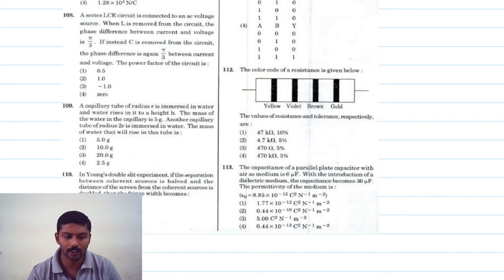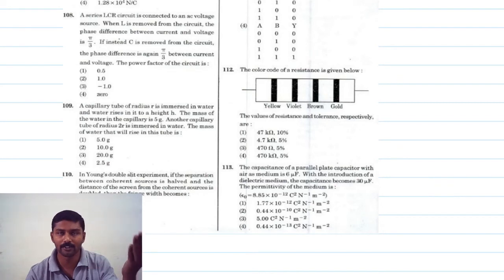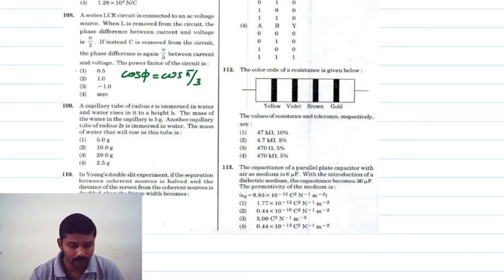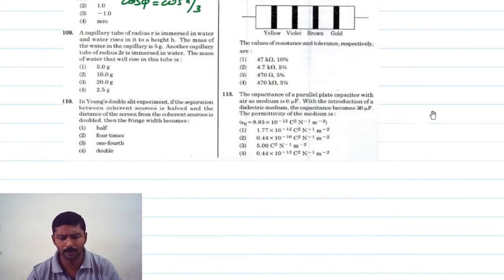A series LCR circuit is connected to an AC voltage source. When L is removed from the circuit, the phase difference becomes, that means only C and R are there, resistance and capacitor only, it has a phase difference of pi by 3. So if instead C is removed, that means L and R are there, for both L and C they have a phase difference of pi by 3. So the power factor, you know the equation for the power factor, cos phi is called the power factor. We just have to substitute it, cos pi by 3. Cos pi by 3 is cos 60 degree, which is 1 by 2, so the first option is the right answer.